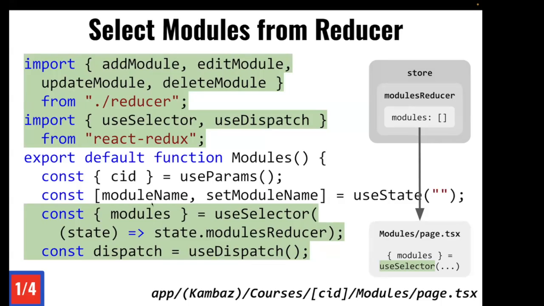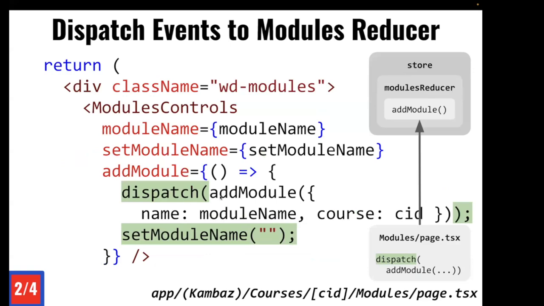The only difference is that we're going to need a dispatch. We're going to have to wrap those function calls with the dispatch. And so here it is. All these functions that were there already for adding a module and so on, we're just wrapping with dispatch, so that we can send the new module over to the reducer by calling the add module function in the modules reducer.